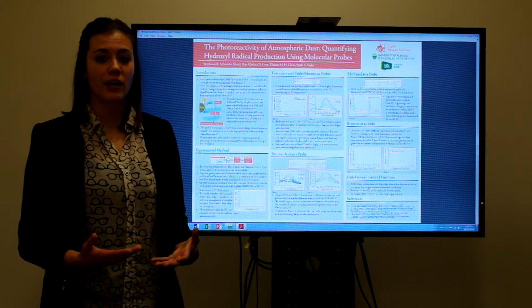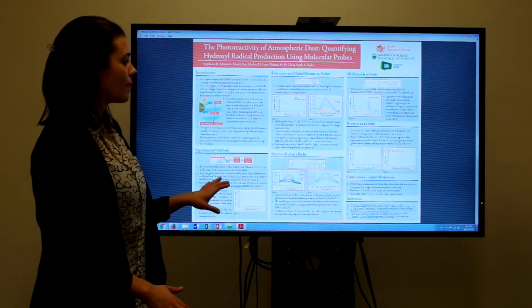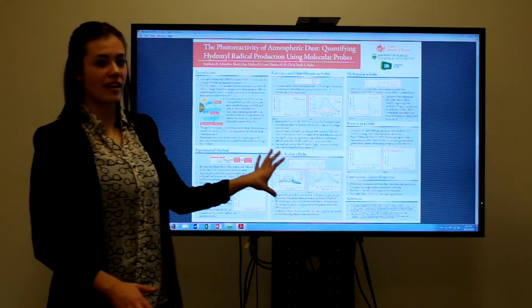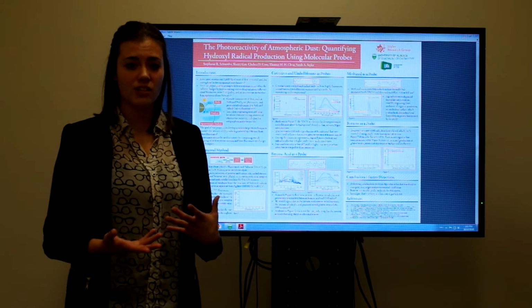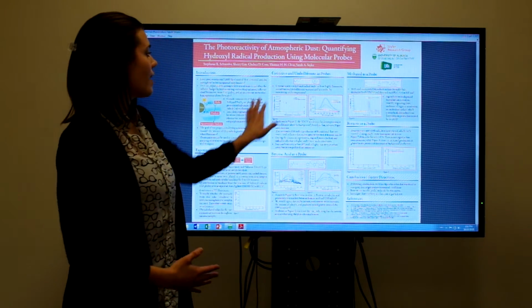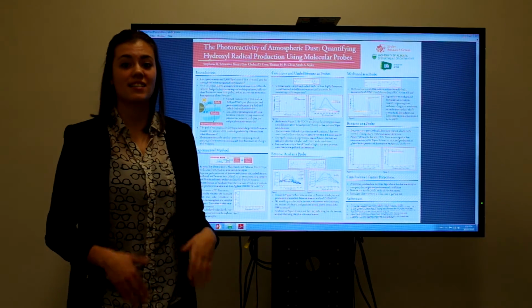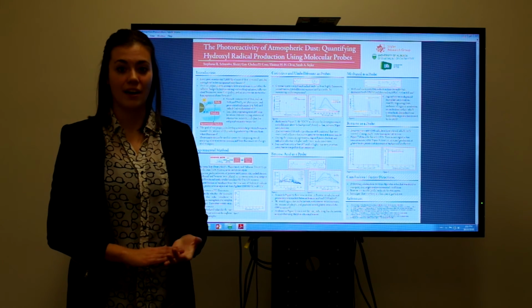Now, moving forward, we are looking to use benzene as a molecular probe in this system. Now, we're going to start by backtracking on the results we've already seen. So we know that reactivity changes with pH, so we're going to go back and use our benzene to confirm that. We know that reactivity changes with dust size, so we are also going to use benzene to confirm that again also.